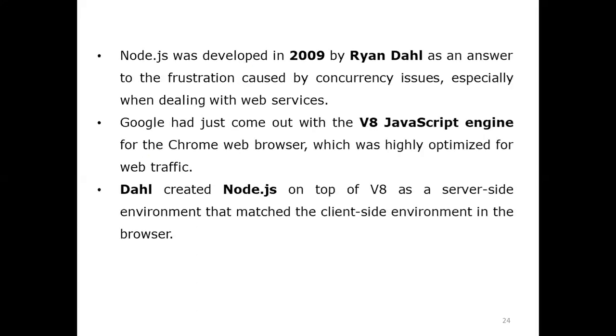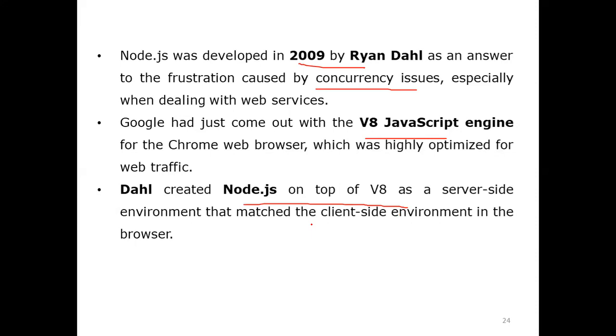And coming to who developed this, and in which year? In 2009, Ryan Dahl developed this Node.js, because the main purpose was to help people who were frustrated with concurrency issues. I just showed one example. And Google had come out with the V8 JavaScript engine, which supports the Chrome web browser and can highly optimize web traffic. So Dahl created Node.js on top of V8; Google's V8 is the base on which this environment was developed.